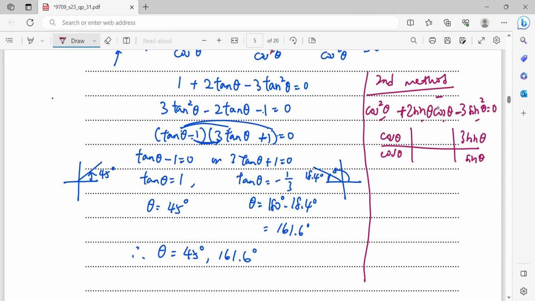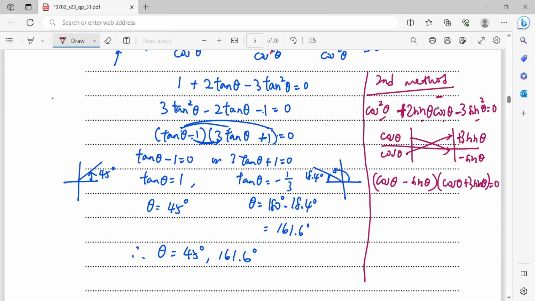Means now it is the major angle at the plus for 2. So here is plus, this is minus. So then now you just do factorization. I will get cos theta minus sin theta, then cos theta plus 3 sin theta equals to 0.